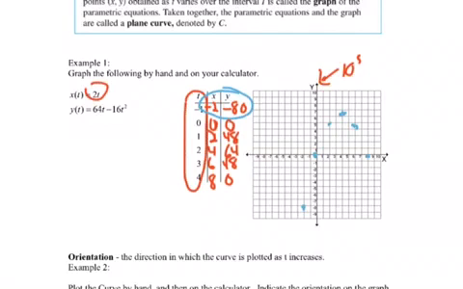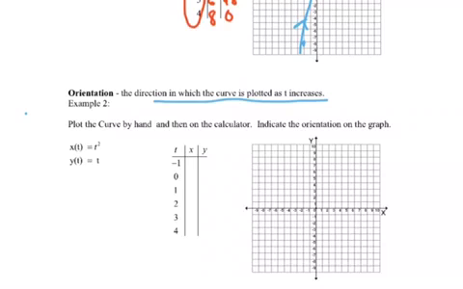All right. And what we can see is this curve did this, and because we went with increasing time, we can actually put these little arrows on, because that's what's called the orientation, the direction in which the curve is plotted as t increases. So as t increases, it's moving along this curve in this direction. So here's another one. So take a second and do it.